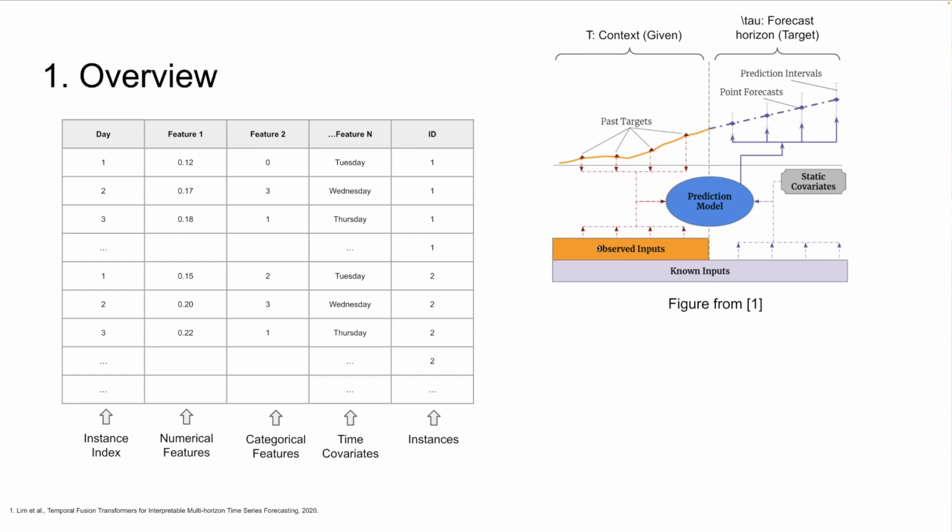Assuming our target, intuitively, the target should only be known in the context. So that's part of the observed inputs. In addition to just the target variable, in this case, we also have some other numerical features or categorical features that we can use to help our predictions. They can either be only available in the context, or they can also be available in the forecast horizon as well. That will correspond to observed inputs or known inputs.